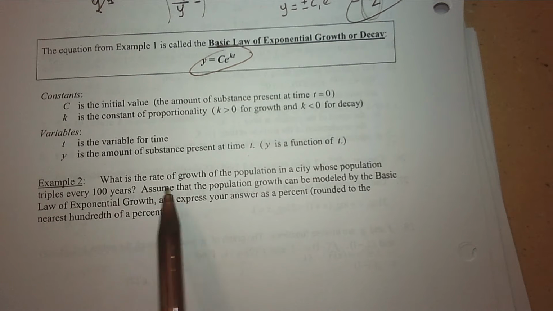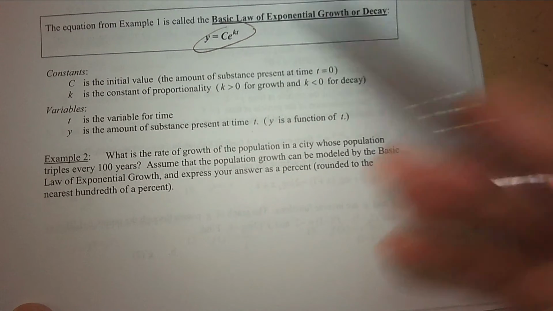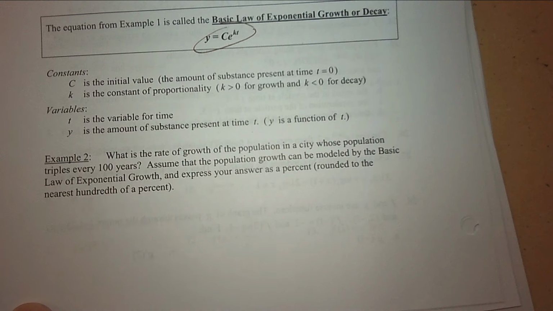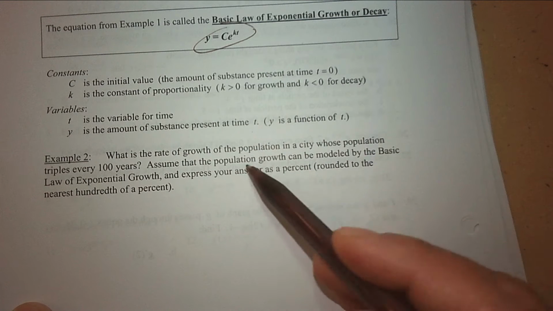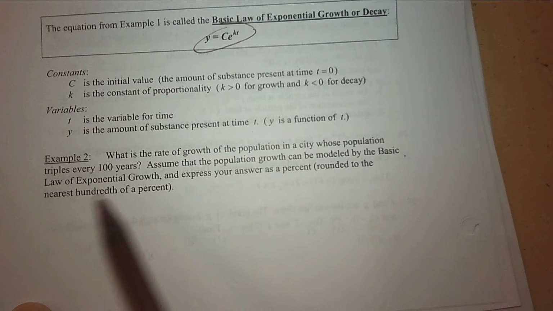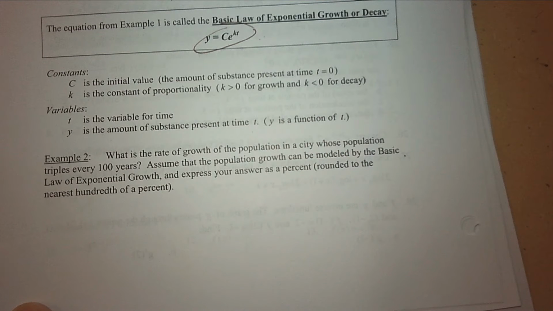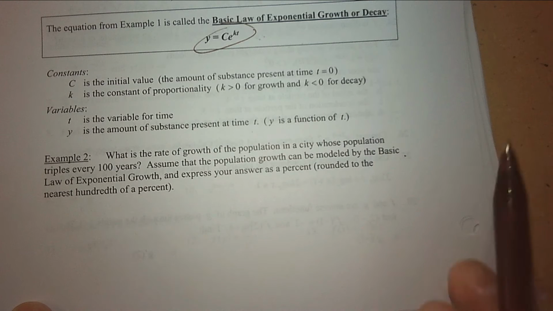So let's practice using that equation. It says, what is the rate of growth of the population in a city whose population triples every 100 years? And it says, assume the population growth can be modeled by this equation, that exponential growth model, and express your answer as a percent, rounded to the nearest hundredth of a percent.